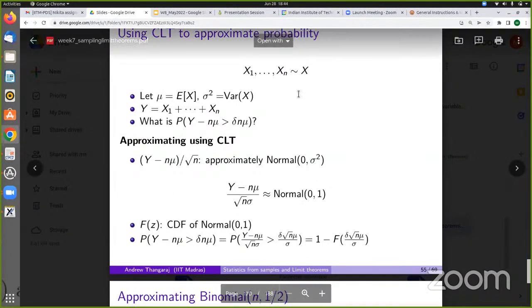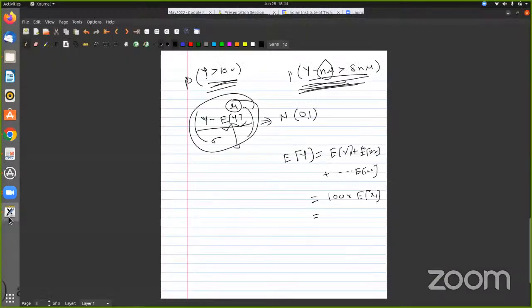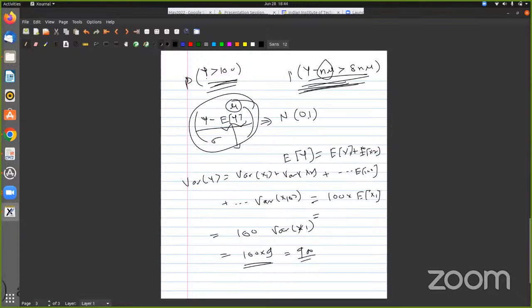So it is becoming y minus 300, y minus 300 by sigma. So what is sigma there? First of all, you have to find the variance of y. Sigma is 3, so variance of x1 plus variance of x2 plus variance of x100. So this is 100 times the variance of x1. So 100 into what is the variance of x1? 9. It is 900. And then what will be the standard deviation of y?